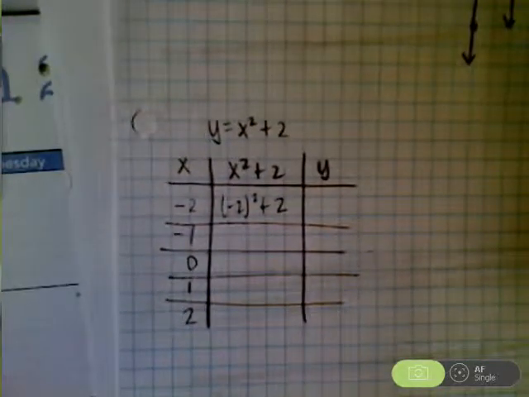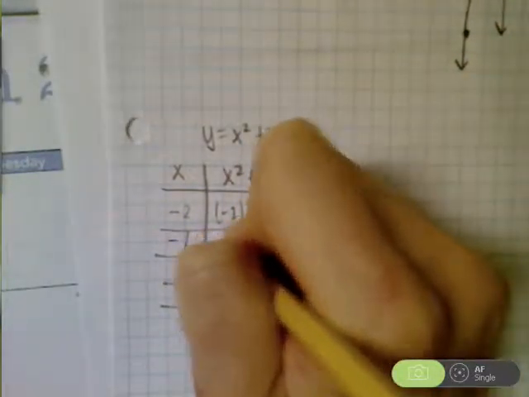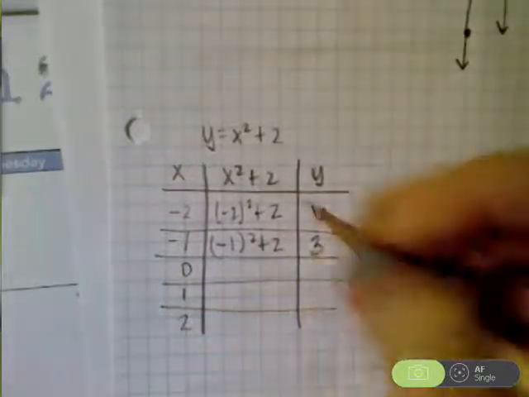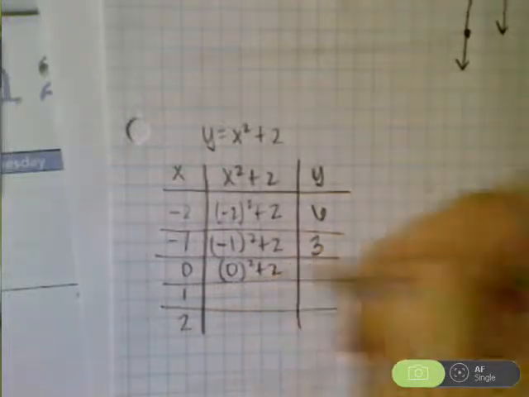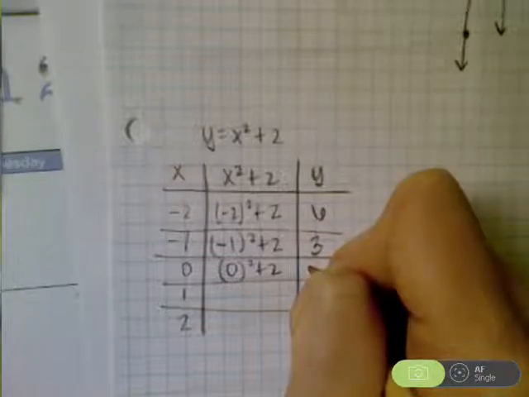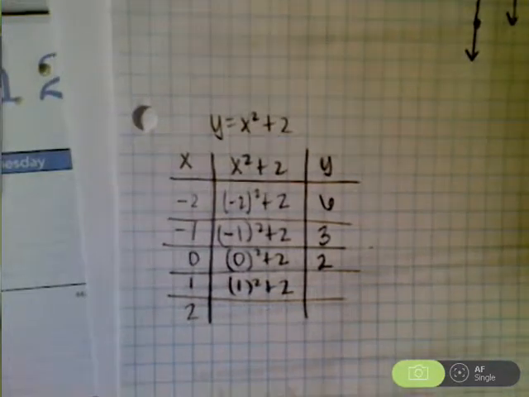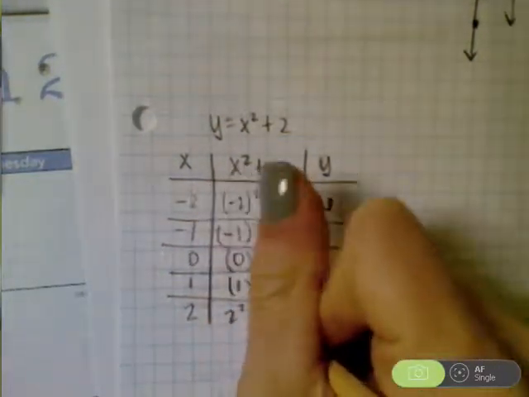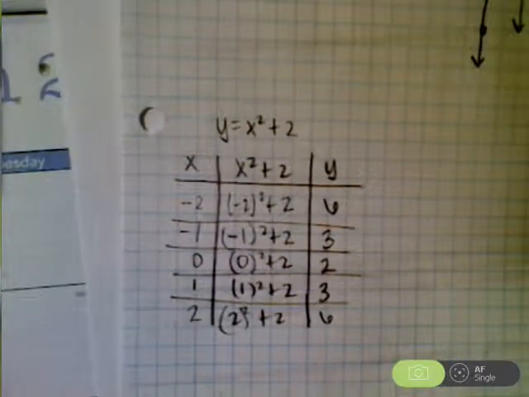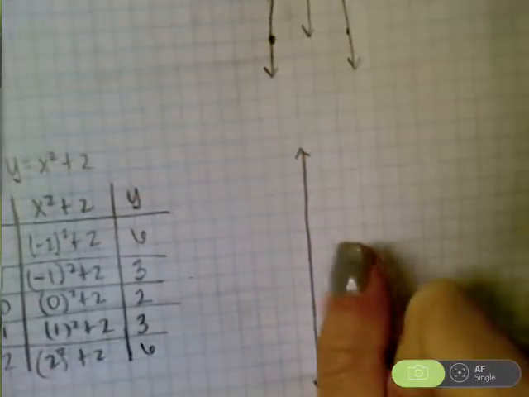So what's -2 squared plus 2? 6. Good. -1 squared plus 2? 3. 0 squared plus 2? 1 squared plus 2? And 2 squared plus 2. Once you have all 5 points, go ahead and draw your coordinate plane and then just plot those points.